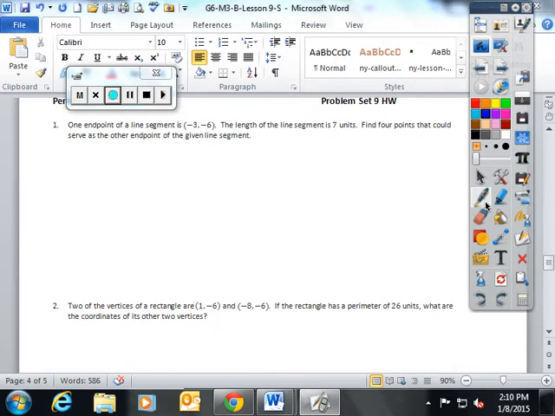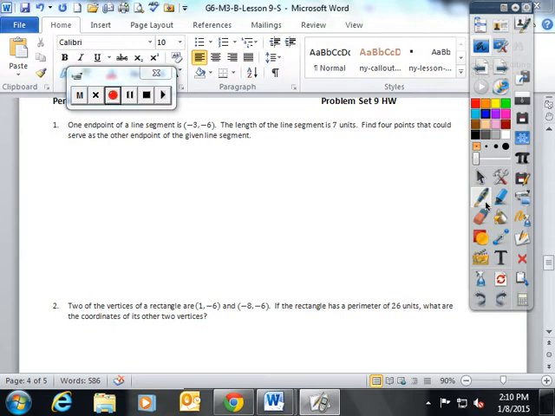In lesson 9, students tried to do some more problem solving with the coordinate plane, and I'm going to do two problems from the problem set with you so you can see where New York State is headed with distance on the coordinate plane.